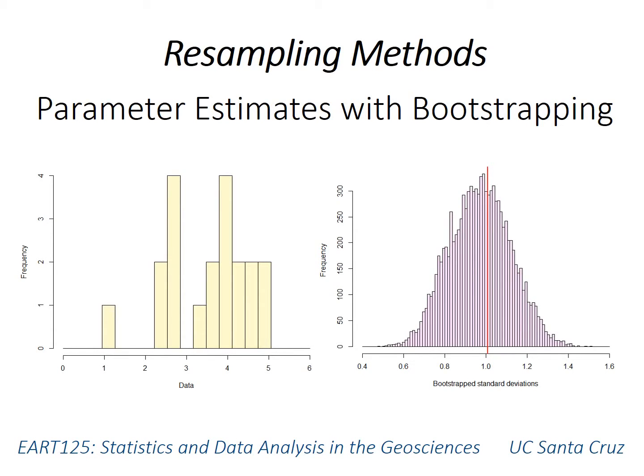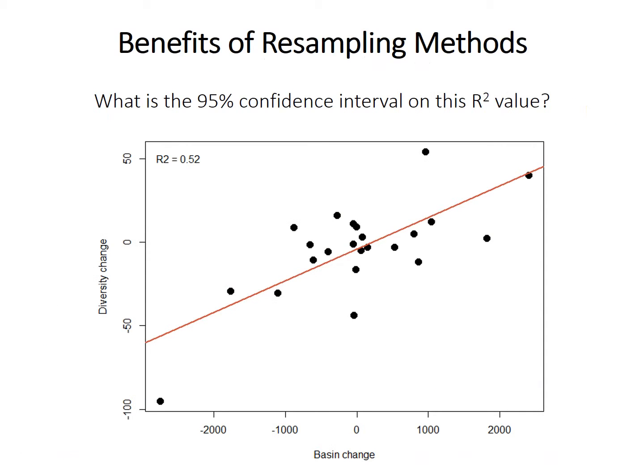This video is the first introducing a very powerful group of techniques called resampling methods, which includes something called bootstrapping. So first we'll focus on the case using bootstrapping and these methods to estimate uncertainty, like confidence intervals, on a single parameter. So let's start with a motivating question like this one.